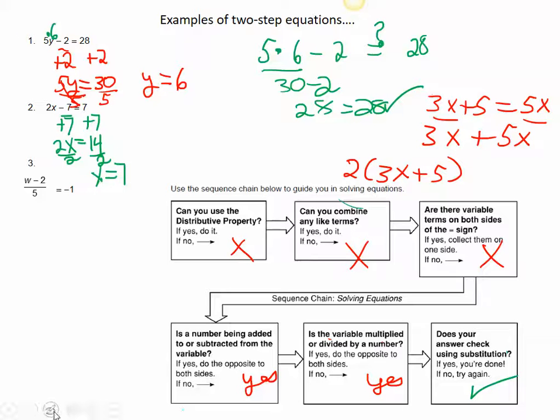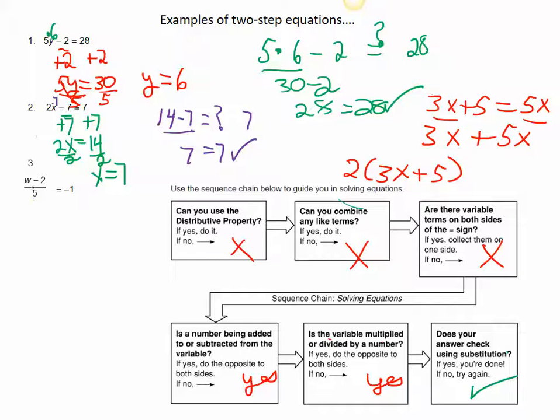And then to check this, you would take the answer of 7 and put it back into the original equation. And 2 times 7 is 14 minus 7. And we want to see if this equals 7. So 14 minus 7 is indeed 7. So we get 7 equals 7, so it checks.